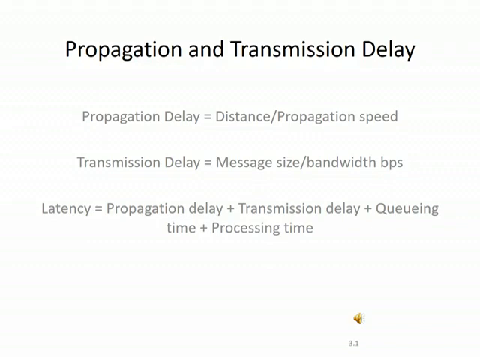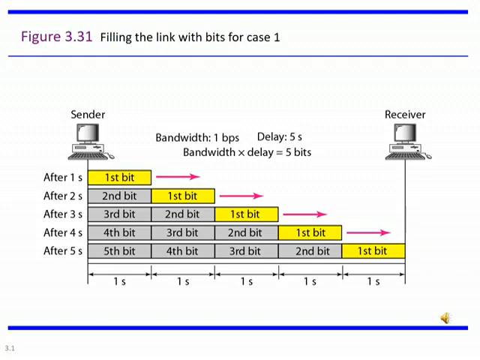So after 1 second, 5 bits will be transmitted. After the second second, another 5 bits will be transmitted. After 3 seconds, another 5 bits will be transmitted. And after 4 and 5 seconds, the data are transmitted bit by bit. So in this case, we are filling the link with bits. In case 2, the bandwidth is 4 bits per second and the delay is 5 seconds, so the bandwidth multiplied by the delay is 20 bits. This is from the sender to the receiver. So the bandwidth-delay product is 20 bits. This is an example of data transmission bit by bit.